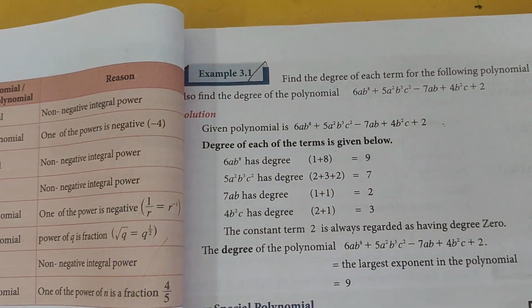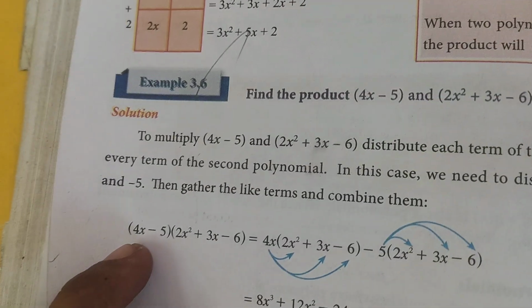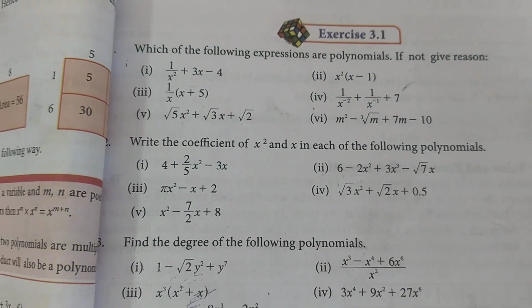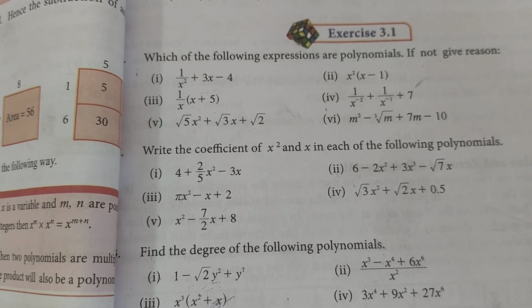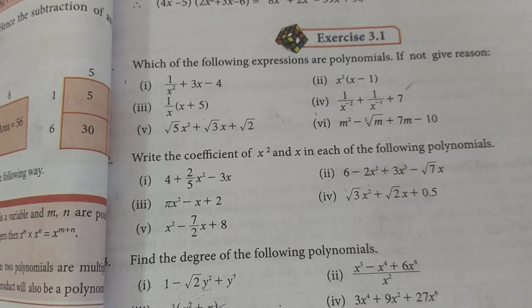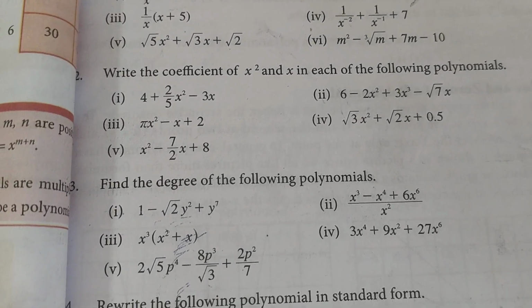So algebra: example 3.1 is a 2 mark question, 3.2 and 3.3 just revise, 3.4 is a 2 mark question, then 3.6 just revise. Exercise 3.1: almost each and every question is simple. The first one is whether it is a polynomial or not. The second one, the coefficient of x square and x, we know very well. Then the third one, the degree, the highest degree.